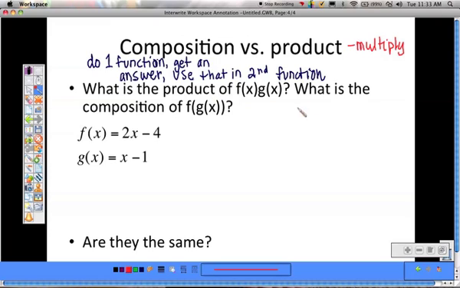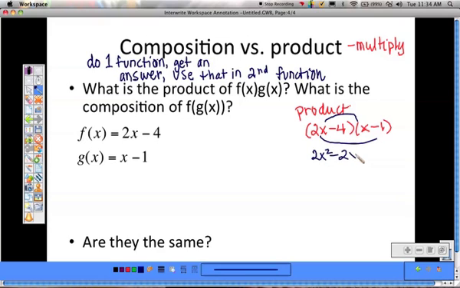What is the product? Let's do product first. Product is 2x minus 4 times x minus 1. All right, let's multiply. These are called binomials. There's 2 terms in each. So you can either FOIL or use a rectangle to multiply them out. Or I'll FOIL. So we get 2x squared minus 2x minus 4x plus 4. Combine like terms, so we get 2x squared minus 6x plus 4. So there's the answer for the product.